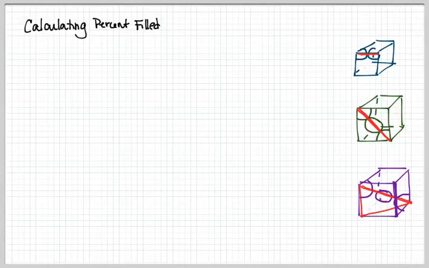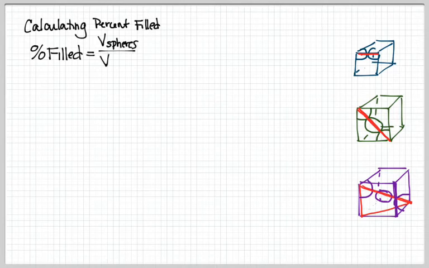So here we're going to calculate what percentage of the unit cell is filled with atoms. And we'll see that the different unit cell types that we've talked about are filled different amounts. So basically, to come up with the percent filled, we're going to consider the volume of the spheres inside the unit cell divided by the volume of the cell total. And then, to make it a percentage, times 100%.